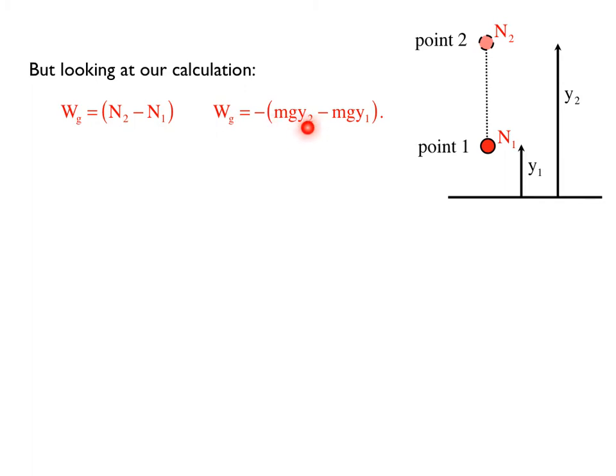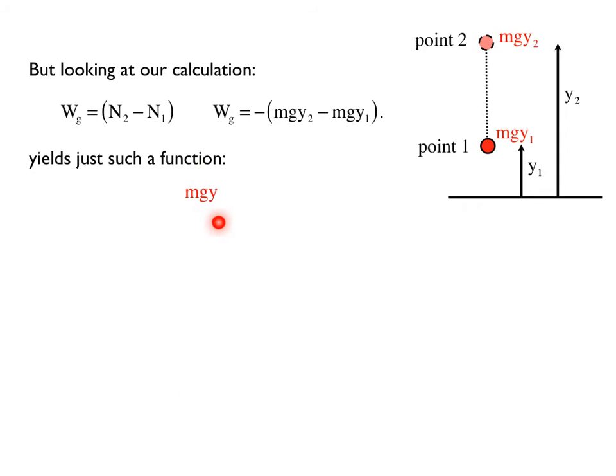mgy2 is the function mgy evaluated at y2, the second point. And the same is the case with mgy1. It's the function mgy, where y is the coordinate of the point of interest, evaluated at y1. We're taking the difference between the two. That's associated with the amount of work gravity did. The only thing that's tricky is that we have to manually stick in a negative sign for this to work.